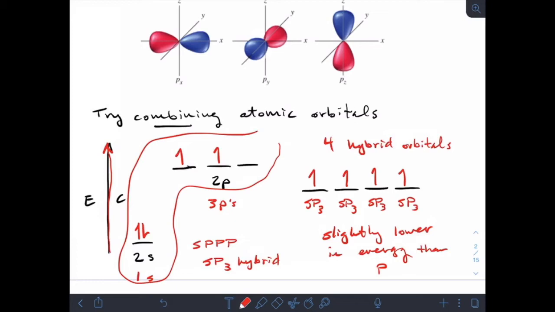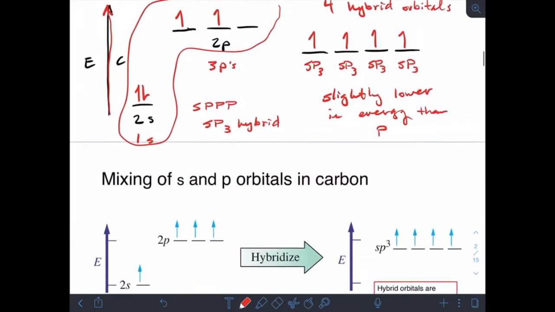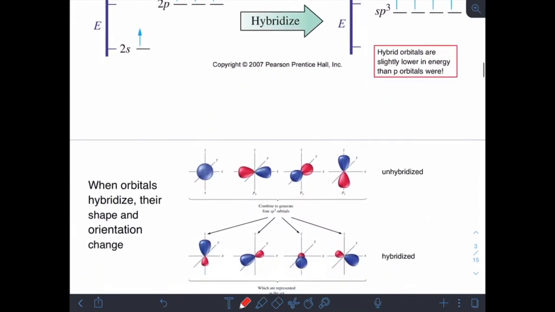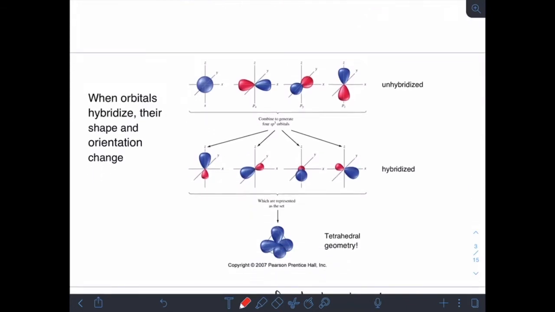Okay, so I get these hybrid orbitals, and this is showing the same thing, is what they do is they combine, right? So if I take my 1s orbital and I combine it with 3 p orbitals, it alters the shape and orientation of all 4 of those orbitals. So now I have 4 hybridized orbitals that have slightly different shape and orientation. And when I put those all together, ta-da, we are left with tetrahedral geometry.